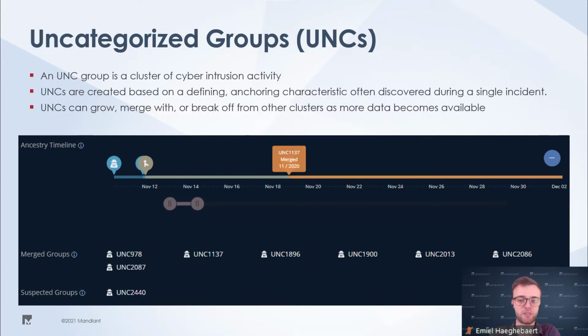And the graphic that you see here is actually a screenshot from Mandiant Advantage, and this shows a timeline of when we merged various UNCs with UNC788. As you can see, a lot of this work happened in late 2020.